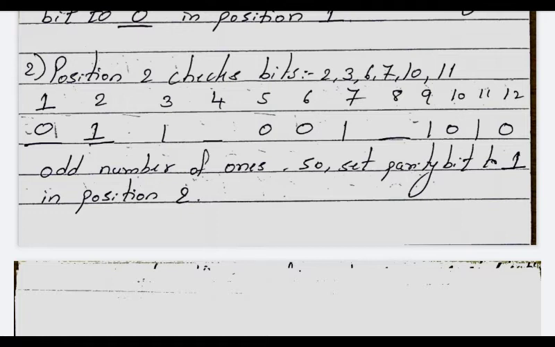Now in positions 2 and 3, 3 is 1. 6 and 7, you have another one there. Next, 10 and 11, there is another one, in the 11th position. So totally how many ones are present in these positions? An odd number of ones are present, so set the parity bit to 1 in position 2 to make it an even number of ones.